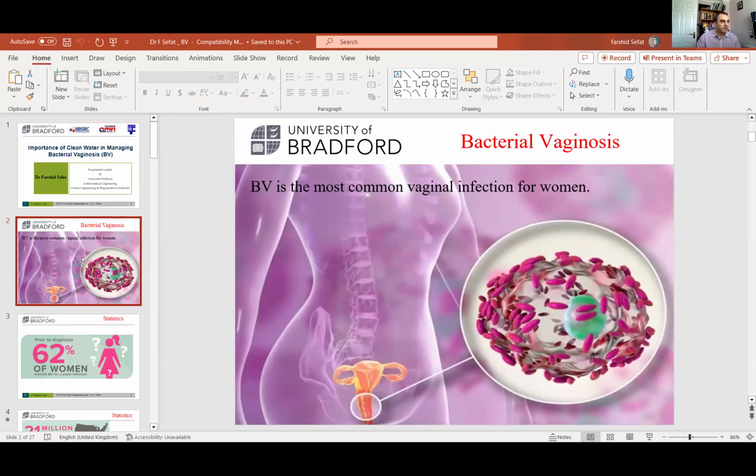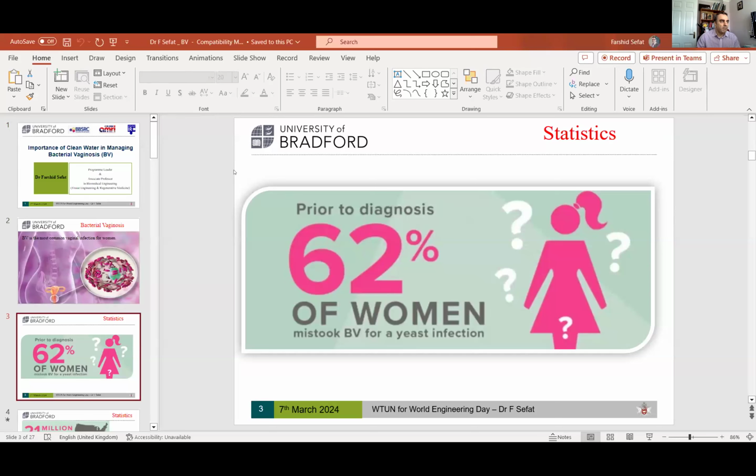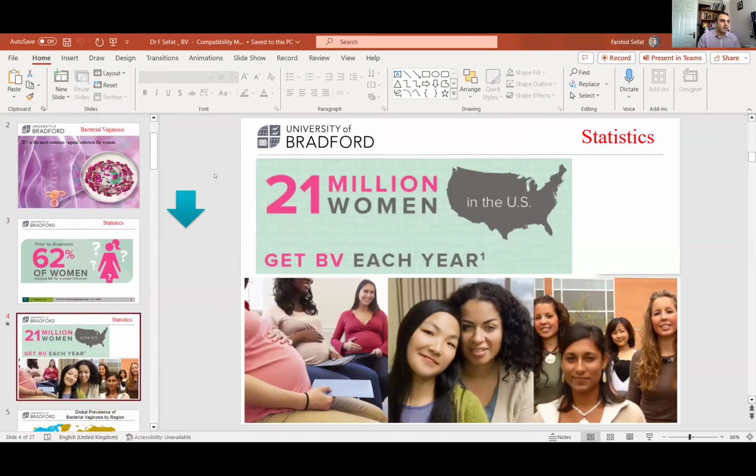So bacterial vaginosis is the most common vaginal infection in females. And by mistake, 62% of women become diagnosed with yeast infection, which is not yeast but bacterial vaginosis. So in America, there is a big population of females, 21 million females, who get BV each year, which is the most common problem in the USA.